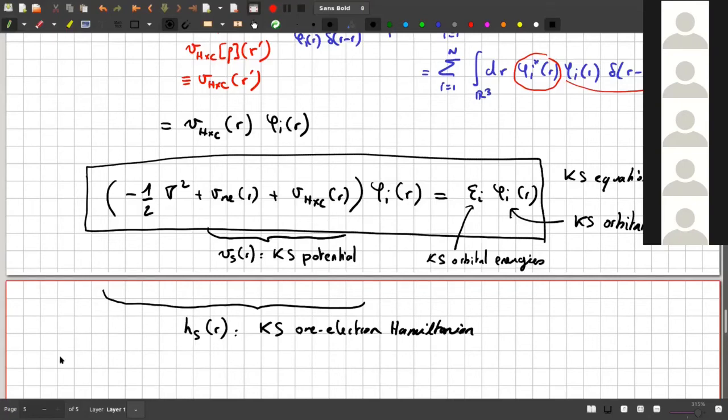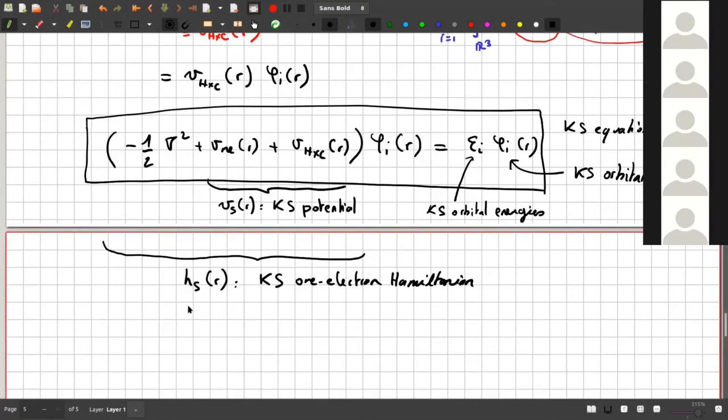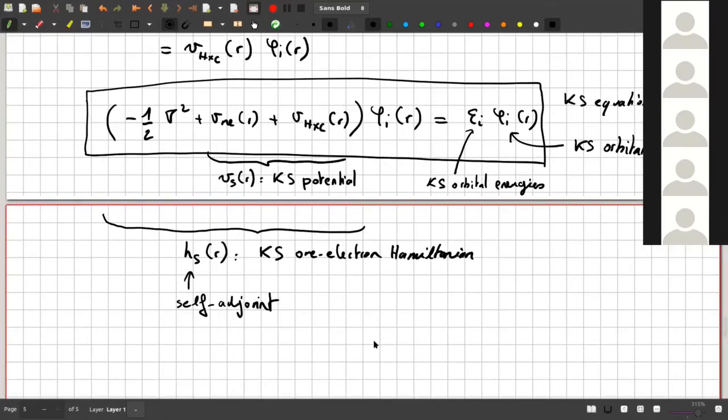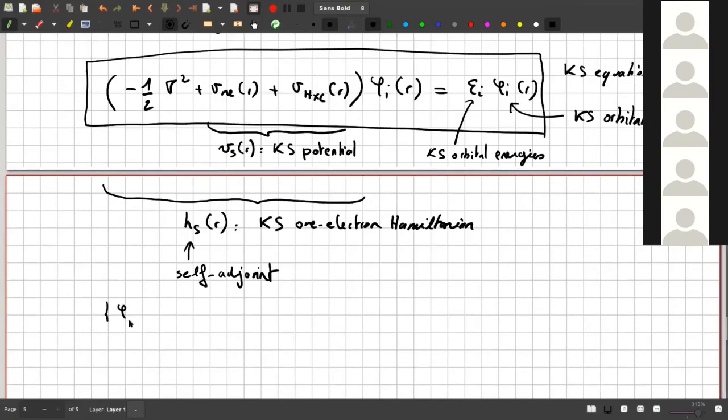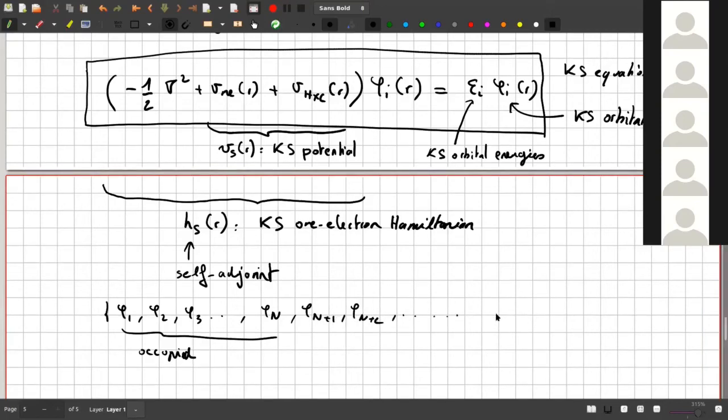More mathematically, this Hamiltonian is a self-adjoint operator, or Hermitian if you prefer, and therefore its eigenstates form a complete orthonormal basis of the space. So you don't simply have the occupied orbitals from which we started, but you also have additional orbitals. So you have phi 1, phi 2, phi 3, etc. until phi n. So that's the occupied orbitals in the Kohn-Sham determinant. But you also have phi n plus 1, phi n plus 2, in fact, until infinity.